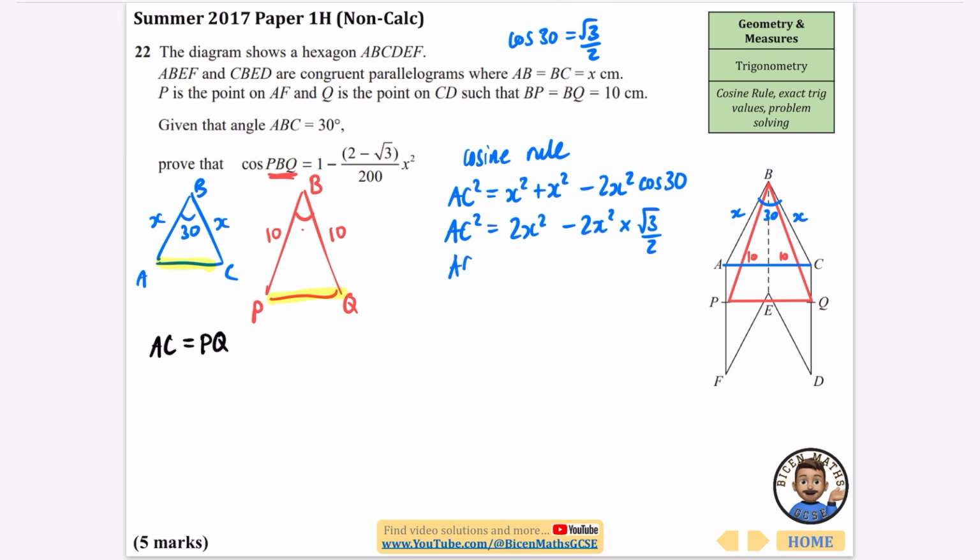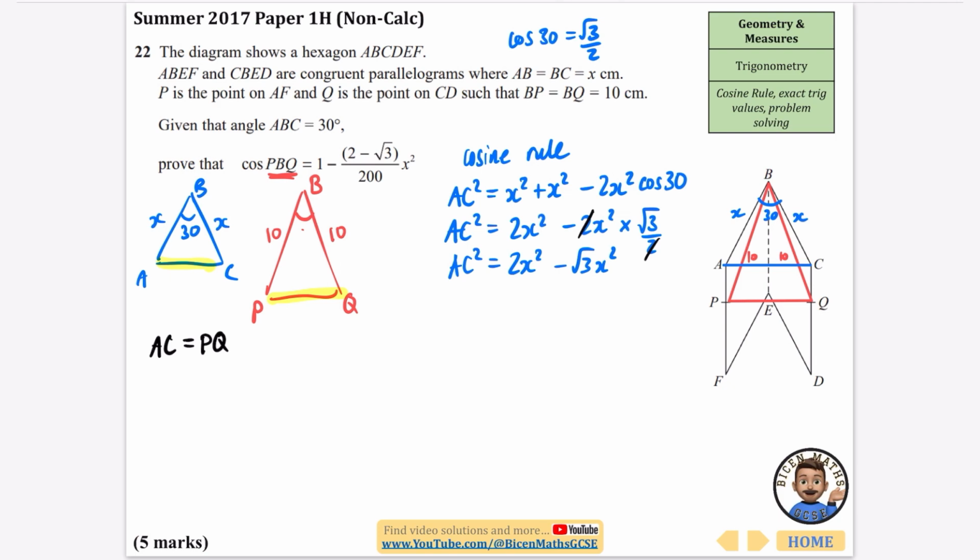So my final bit of simplifying is that it is 2x squared multiplied by root 3 over 2. Well, those 2's that we have here and here, they're going to cancel, so that what we get left with is 2x squared minus root 3 x squared.